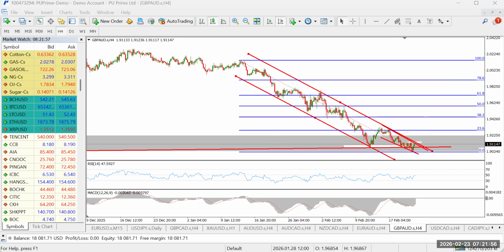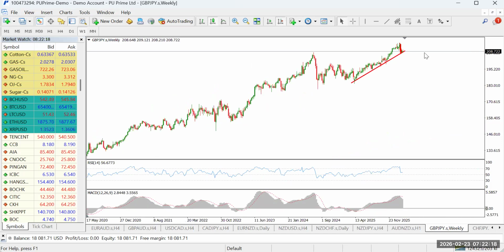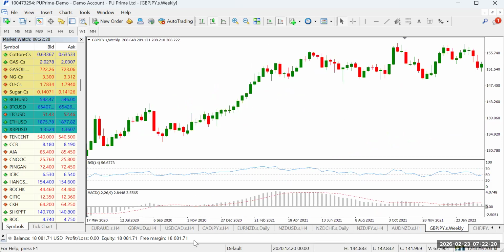And finally, I'll be looking at the GBP JPY for this week. I seem to be looking more at the GBP, but that's what the market is giving anyway. We only trade what the market is giving. We don't force trades. Now for the GBP JPY, this is my view on the GBP JPY. Just a second.